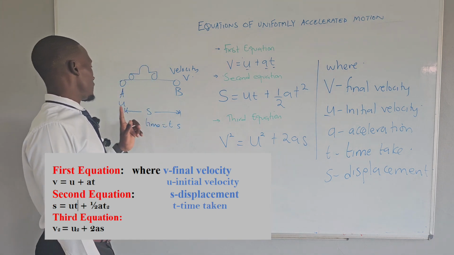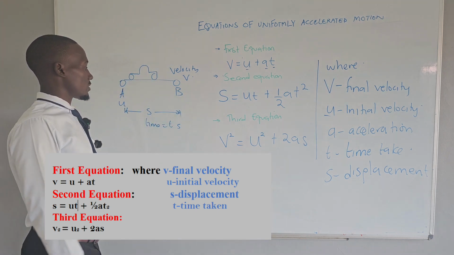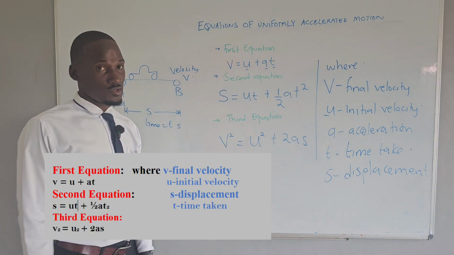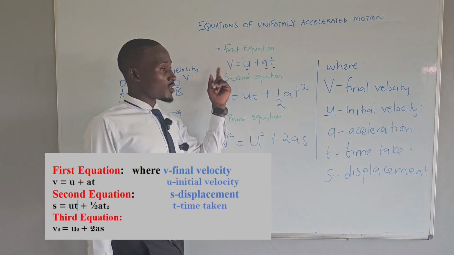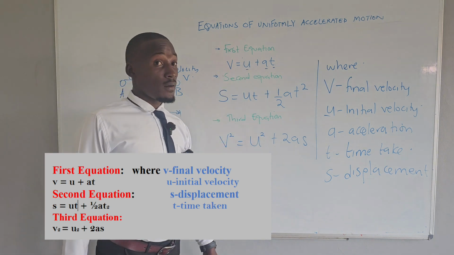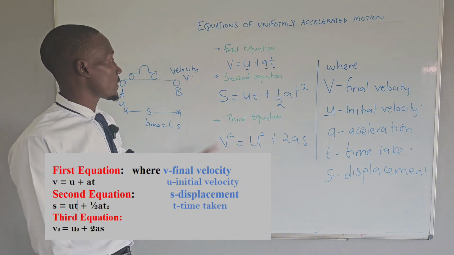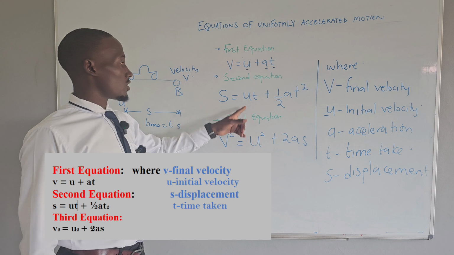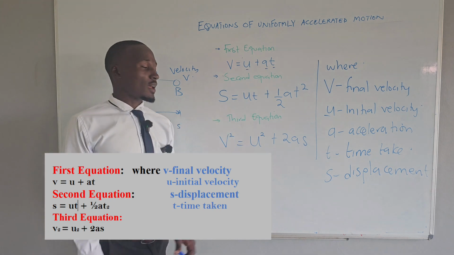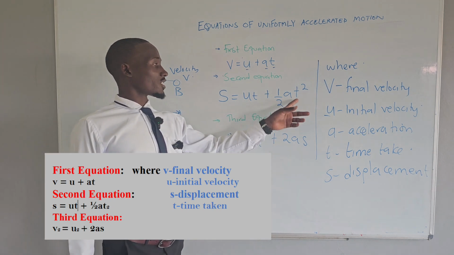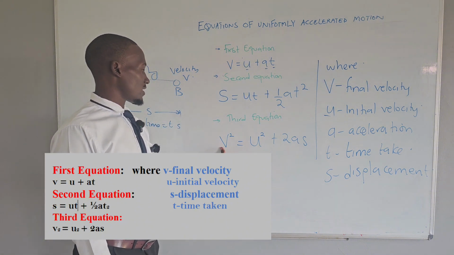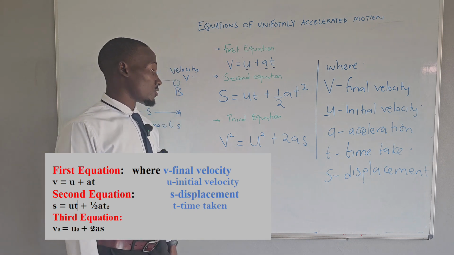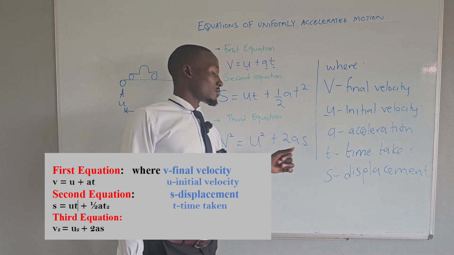We say that the initial velocity, the final velocity, the displacement, and the time are related using all the 3 equations. The first equation says that the final velocity is equal to the initial velocity plus acceleration times time. The second equation says that the displacement is equal to the initial velocity times time plus a half times the acceleration times the square of the time. The third equation says the square of the final velocity is equal to the square of the initial velocity plus 2 times the acceleration times the time.